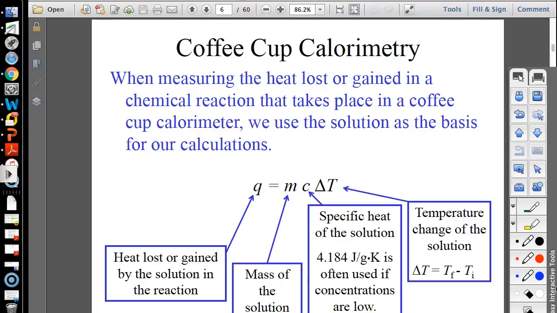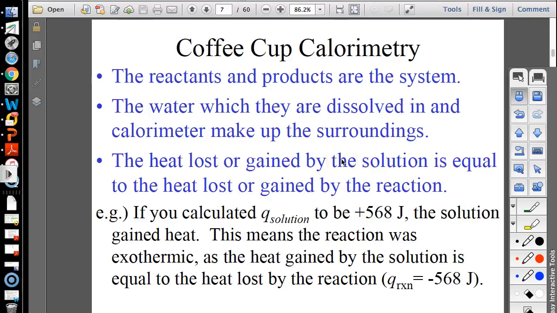So, moving on. Remember, like I had said, the reaction itself is the system. The water that it's sitting in is the surroundings. The coffee cup is surroundings, the universe is surroundings. But the water is the surroundings in this case. The heat lost or gained by the solution is equal to that lost or gained by the actual reaction.